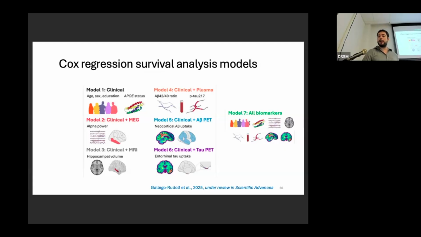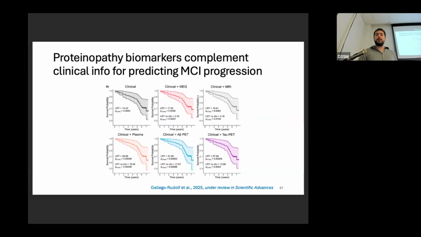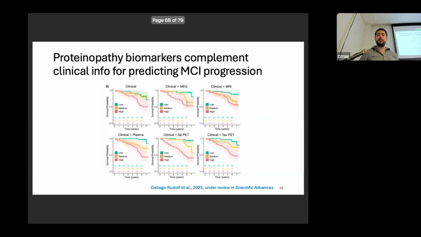And we also had a model that combined all of the different biomarkers. So these are the survival curves that we obtained from each of the models. And as you can see here on the stats, or maybe not, we do see that incorporating biomarker information to the clinical model improves the stratification of participants based on the risk of MCI progression.